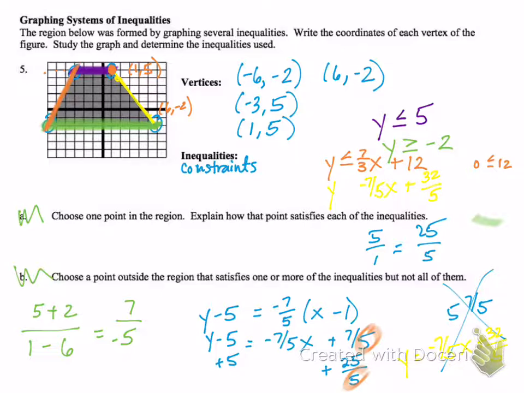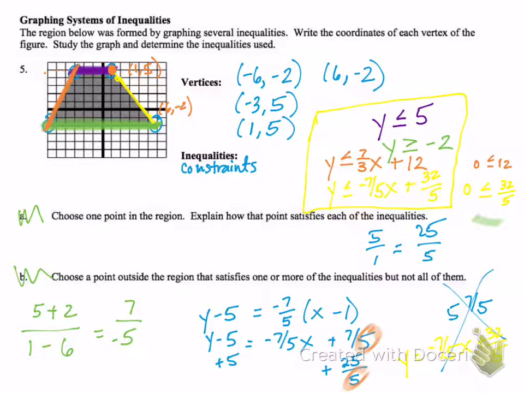And do I need a less than or equal to or a greater than or equal to? I need a less than or equal to because if I were to do the 0, 0 test, it would look like 0 and then a positive 32 over 5. I need a less than or equal to sign.